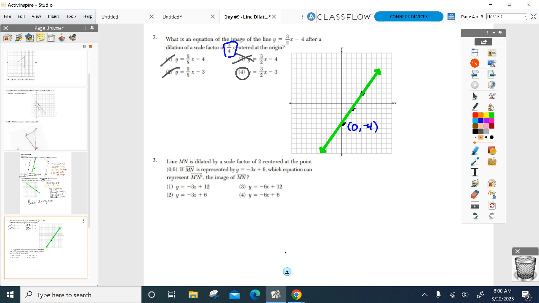Quick, I can multiply. So ready? 0 times 3/4 is 0. 3/4 times -4. If you do that in your calculator, that'll be -3. So that's where that point goes. So that's how I know it's going to be -3 for my y-intercept. Remember, I can just multiply.